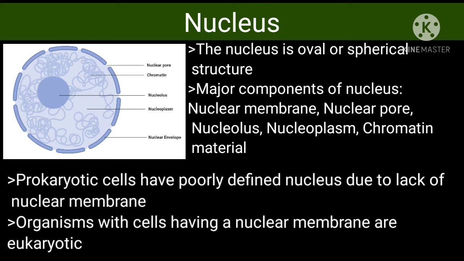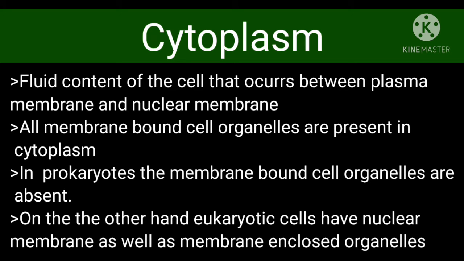The nucleus plays a central role in cellular reproduction, the process by which a single cell divides and forms two new cells. Prokaryotic cells have poorly defined nucleus due to lack of nuclear membrane. Organisms with cells having a nuclear membrane are eukaryotic.